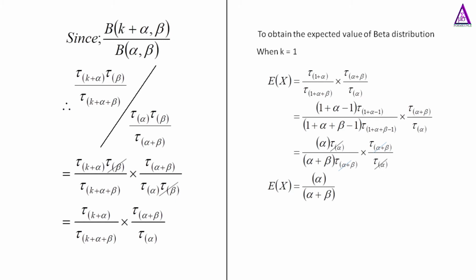And when k equals 1, we can see that we have the expected value of x in the form of this equation, which is gamma of 1 plus alpha divided by gamma of 1 plus alpha plus beta multiplied by gamma of alpha plus beta divided by gamma of alpha. So we need to obtain the expected value of the beta distribution.